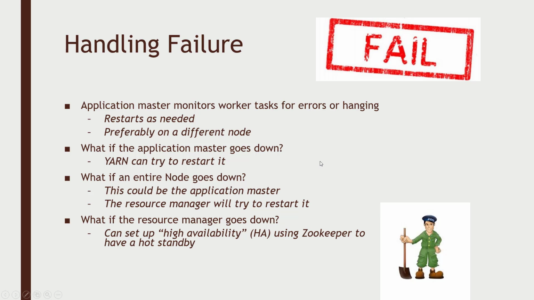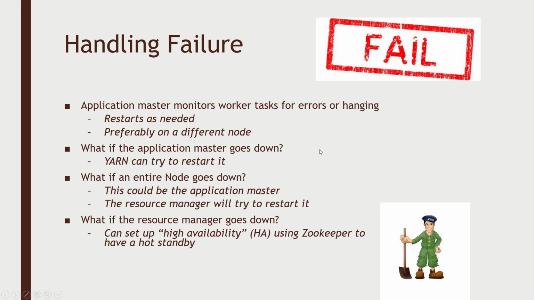Let's say your application master, the thing that's monitoring your worker tasks, finds an error from a worker task, or a worker task hangs. Well, the application master can monitor that and just restart it as needed. And it's actually smart enough to try to restart it on a different PC, a different computer, if it can. Well, what if the application master itself goes down? Is that a single point of failure?